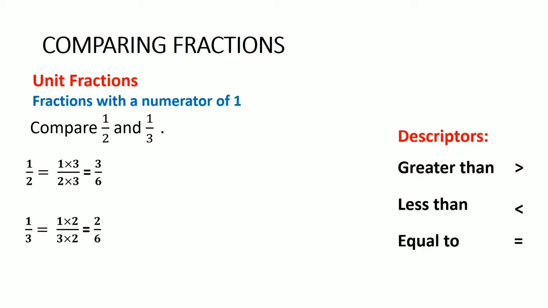Now that I have the fractions in the same family, the family of 6, we can simply use the numerator to determine which of the two fractions is larger, smaller, or even if both fractions are the same. In this case, we can see that 3 is greater than 2, so therefore we can say 3/6 is greater than 2/6.